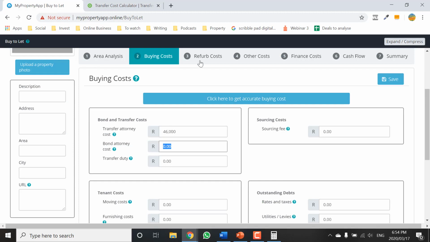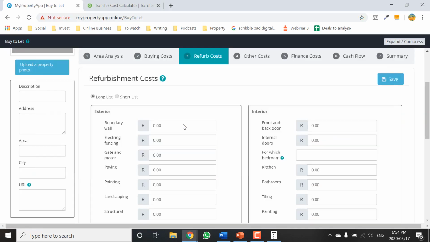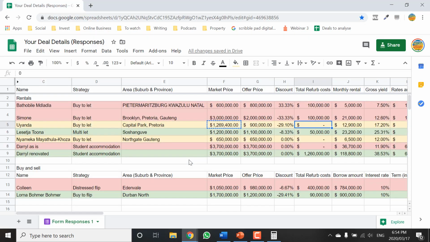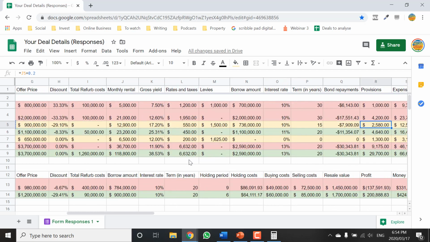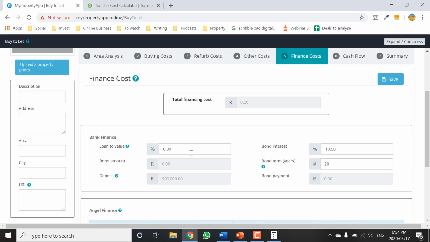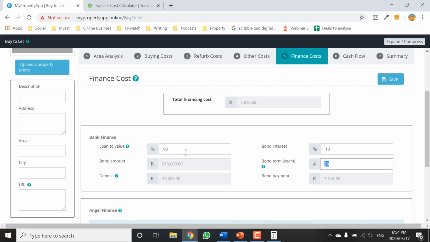Renovations. Let's see. Did he say that there would be any renovations? He's put here that there are no renovations required, so I'm going to leave that tab. There are also no special costs required. Let's go to the financing costs. He has put here that he wants to finance at a 10% interest rate over 15 years. So I'm going to say 90% loan to value at a 10% interest rate over 15 years.